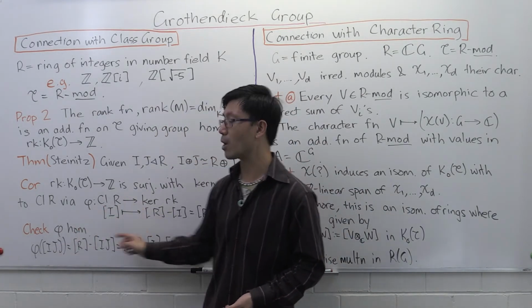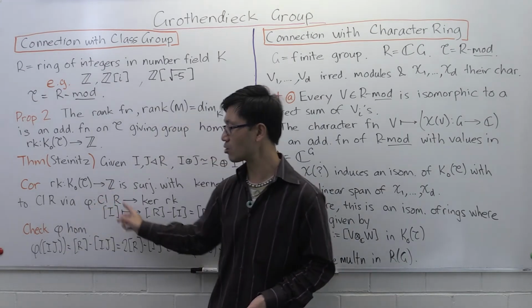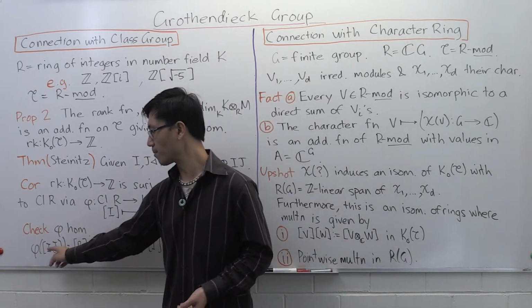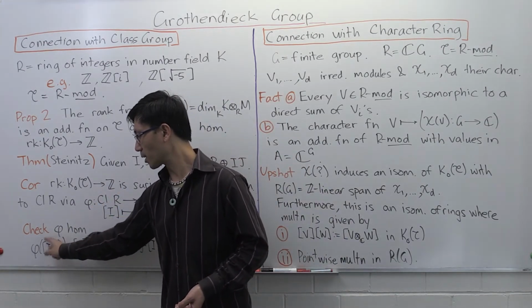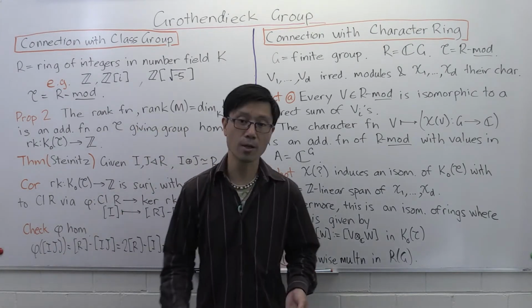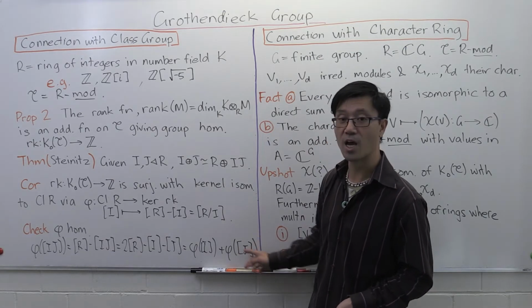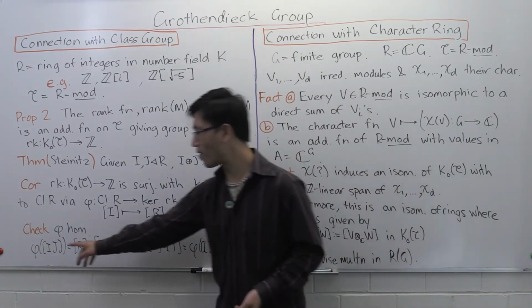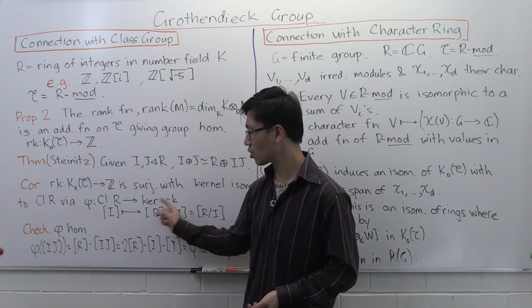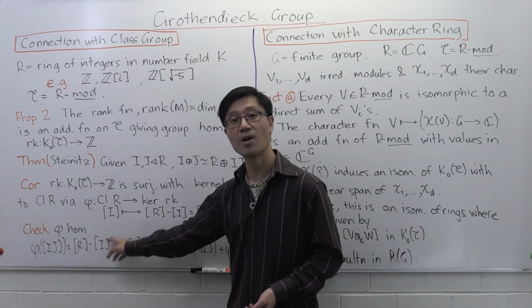So this map here, when we apply it to a product inside this class group, so that's I times j, the class of ij, you get phi of I plus phi of j. Yeah, okay, that's what we want to do. So what's phi of ij? By definition, you just look at the class of R minus the class of ij.